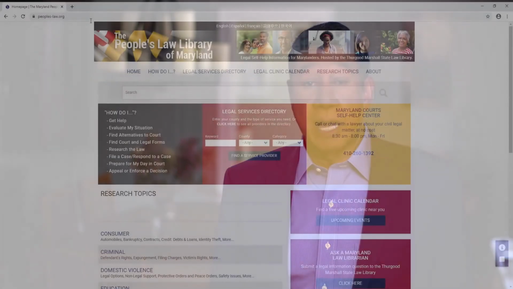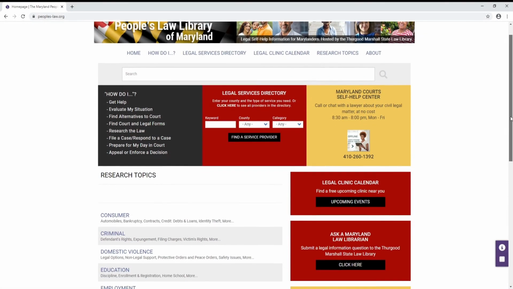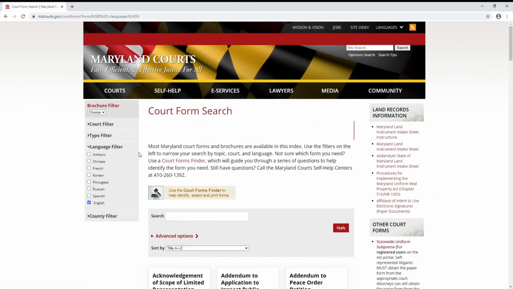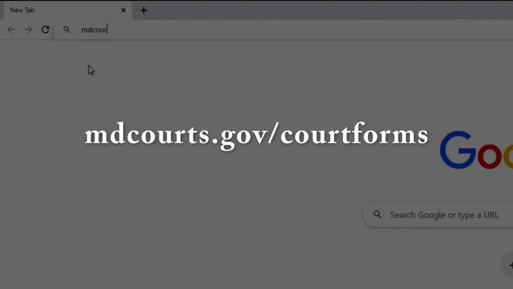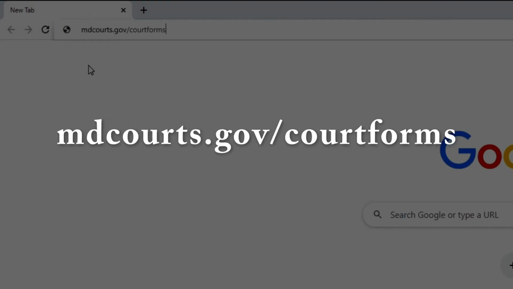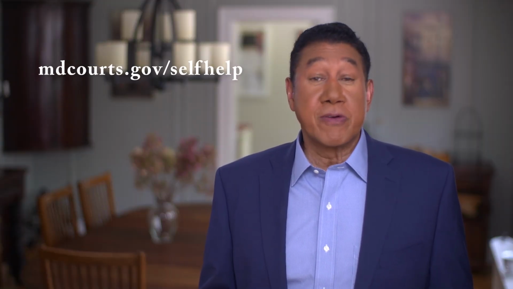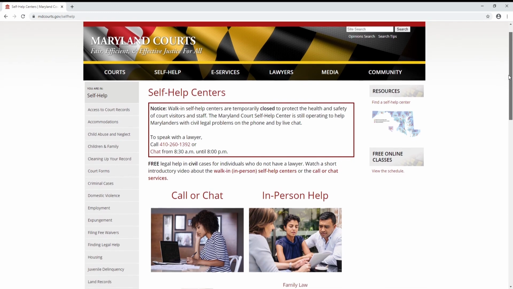More information about service of process and other legal topics is available on the People's Law Library website at peoples-law.org. Additionally, all the court forms I've discussed are available online at mdcourts.gov/courtforms. Finally, if you need additional help, you can speak with a lawyer free of charge at the Maryland Courts Self-Help Center.